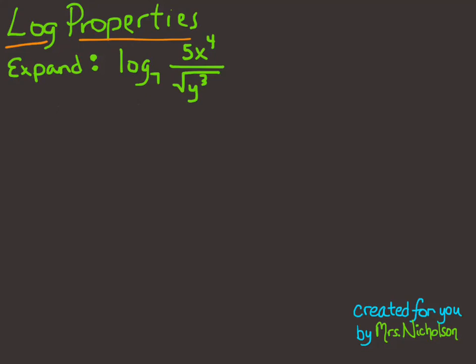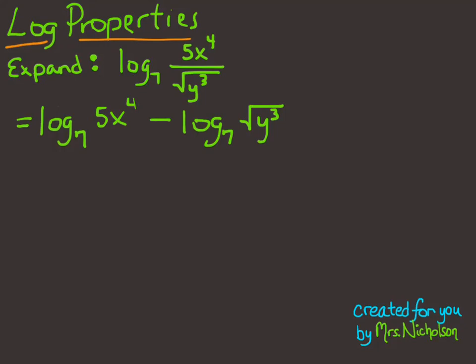I'm going to start with the quotient. Remember that when you're dividing, we subtract exponents. And since logs are exponents, that means that I can rewrite this as log base 7 of 5x to the fourth minus log base 7 of the square root of y cubed.